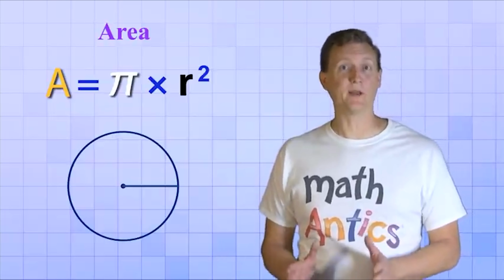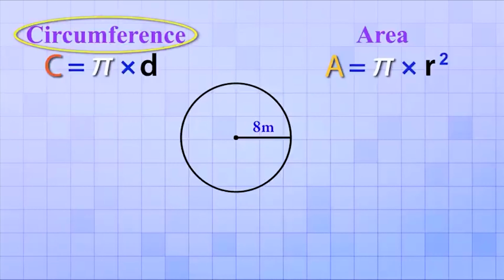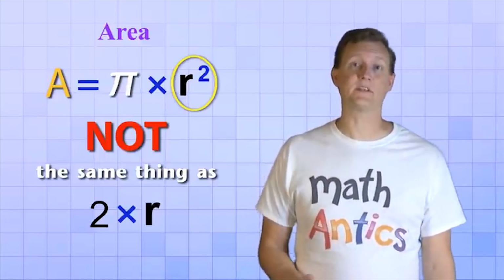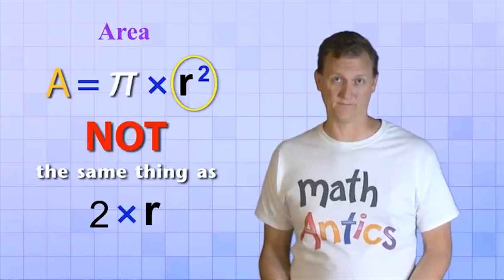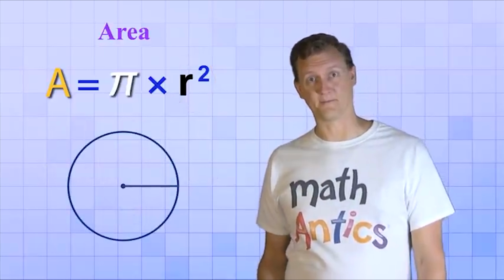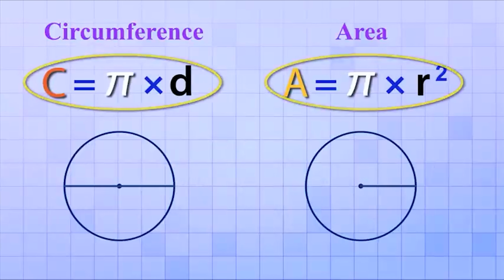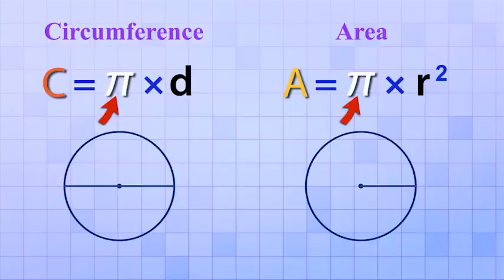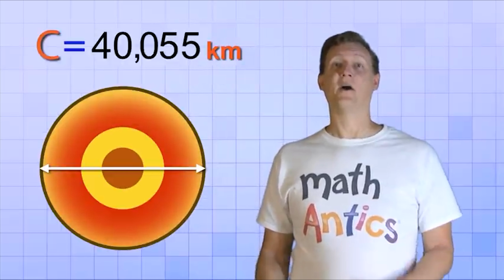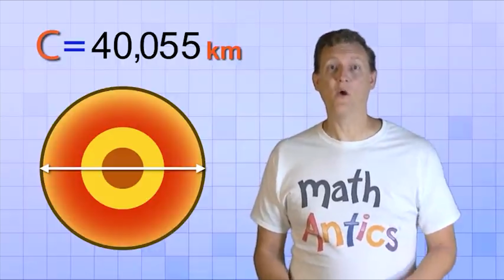Oh, and one really important thing to keep in mind is that r squared is not the same thing as r times 2. That's a common mistake that students make when first learning how to calculate area. And if we look carefully at both of our formulas, you'll see why. These two formulas have a lot in common. In each of them, you're multiplying pi by something to find either the circumference or the area. In the case of the circumference, you're multiplying pi times the diameter. And in the case of the area, you're multiplying pi times the radius squared. That's a pretty big difference. No wonder it takes so long to mix them up.